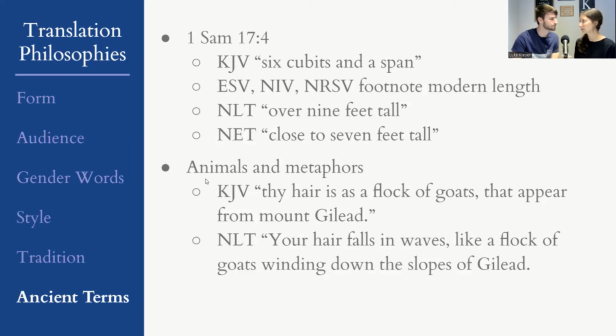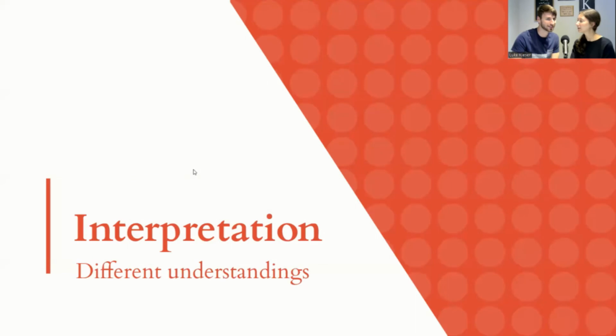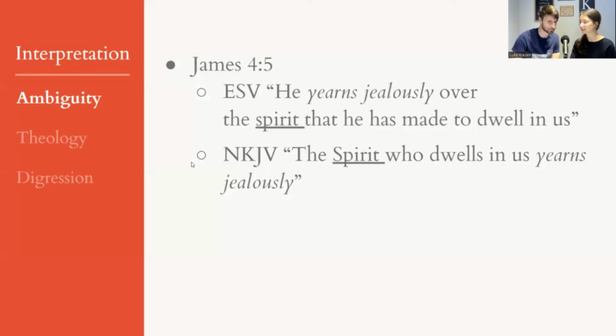So we have manuscripts and then we have goals. You said there's one more? There's one more. This is the one that's the scariest, but there are times where the interpretation of the committee comes out different, just like their understanding of the text is different. Sometimes this has nothing to do with theology. For example, James 4:5. The ESV reads, "He yearns jealously over the Spirit that he has made to dwell in us." Notice how the Spirit is being yearned for. He's yearning for the Spirit.